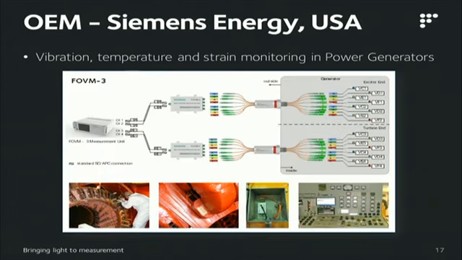This is an example of a complete vibration monitoring system that we produce with the Siemens brand, and that goes from the measurement unit down to 16 vibration sensors that are installed in the power generator. You see here the vibration sensor, and then you see the system here in the power plant for monitoring the power generator.